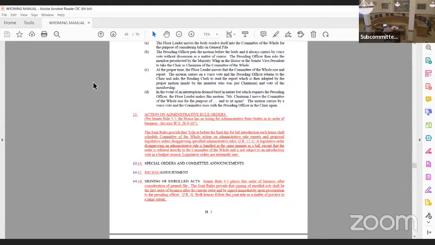Mr. Chairman, H3, we just put in the rules of when you'll take up the signing of enrolled acts. And there's a little bit of difference in the House, but with the Senate rule and the joint rule, both houses follow the joint rule as a matter of practice. Basically, Mr. Chairman, first order of business.